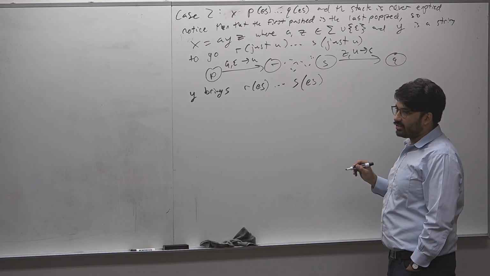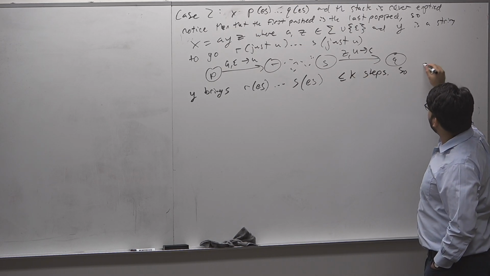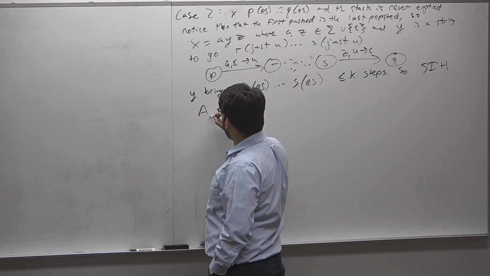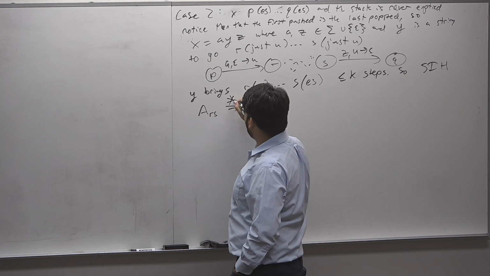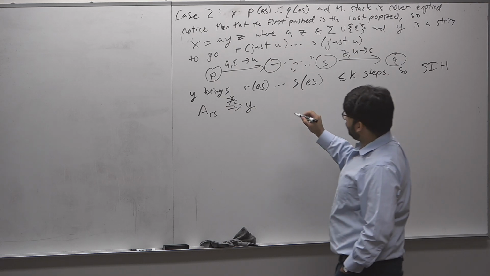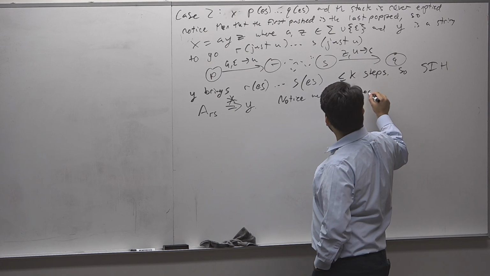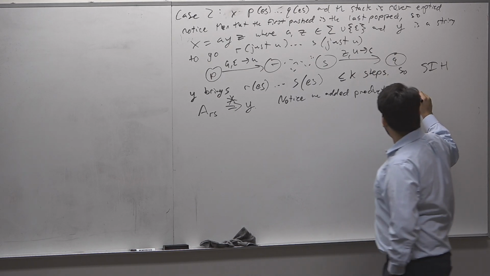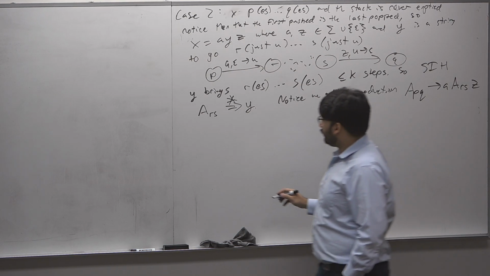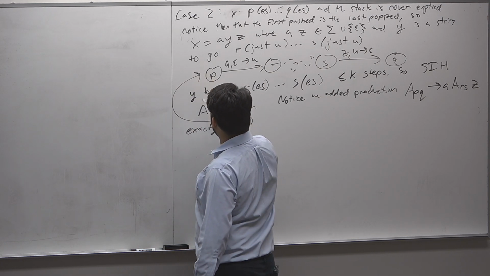And not only does it do so, it does so in less than or equal to k steps. So by our strong induction hypothesis, we know that A_RS must produce in 0 or more steps this string Y. Notice we added a production: A_PQ produces A_RS Z exactly when that thing occurs.